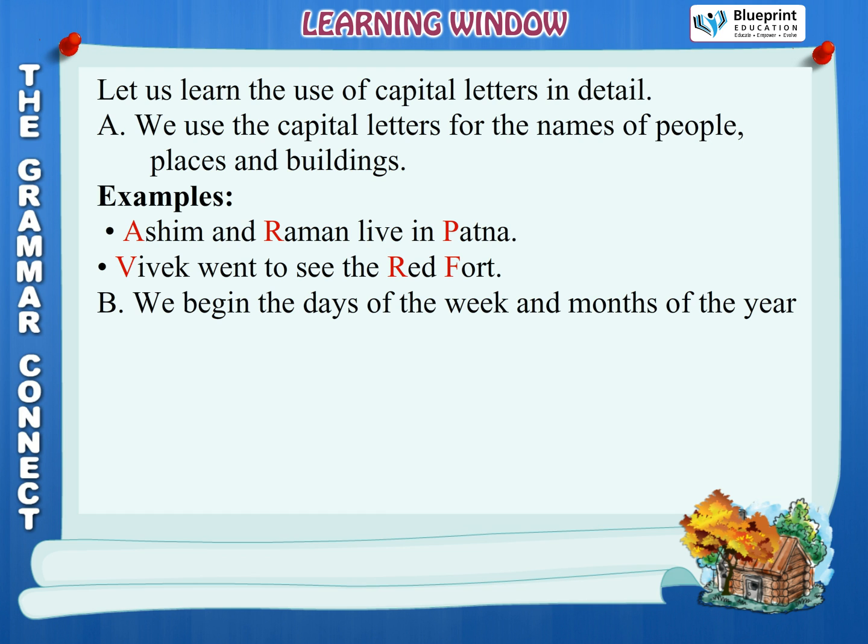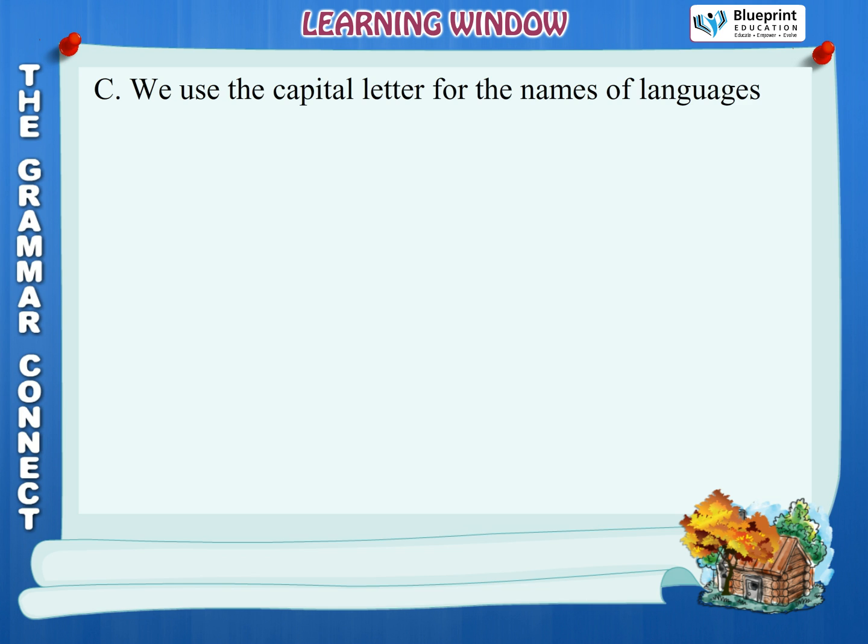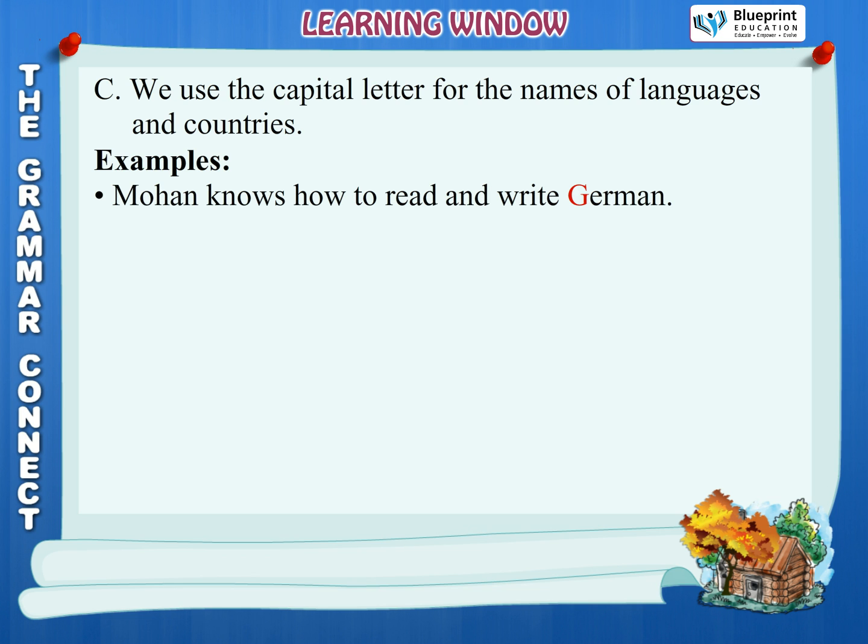B. We begin the days of the week and months of the year with a capital letter. Examples: This Friday, we shall go to a party. We will tour Japan in the month of November. C. We use the capital letter for the names of languages and countries. Examples: Mohan knows how to read and write German. India is a beautiful country.